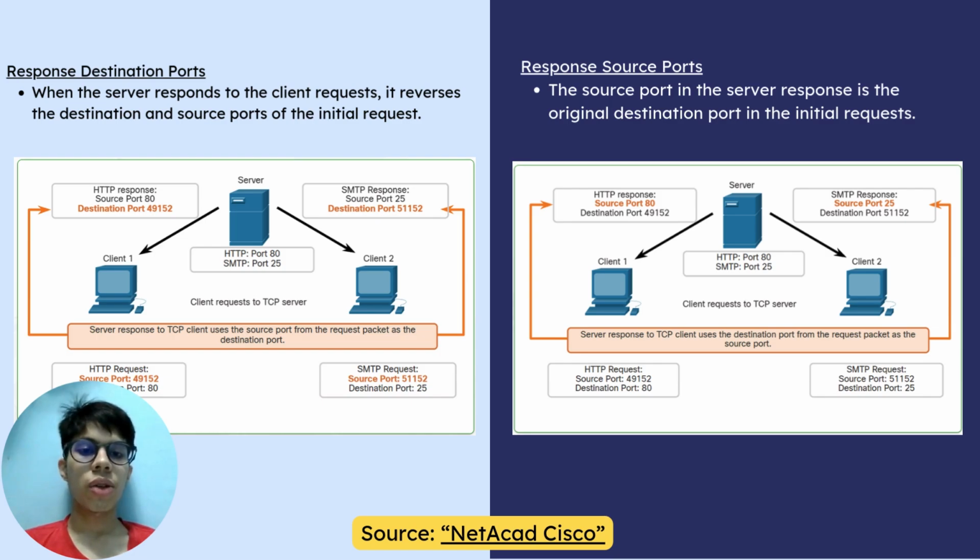Next, we have another two figures. The first is the response destination ports. When the server responds to the client request, it reverses the destination and source ports of the initial request. Next is the response source ports, where the source port in the server response is the original destination port in the initial request.